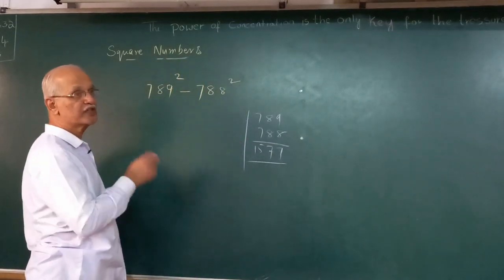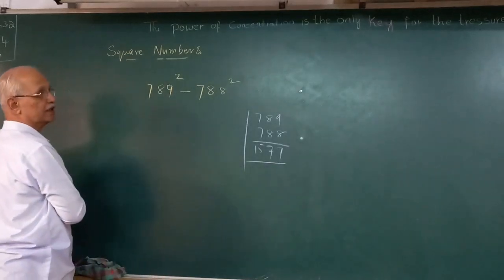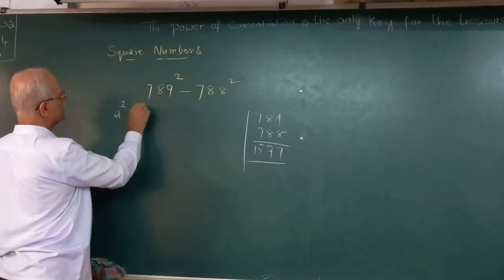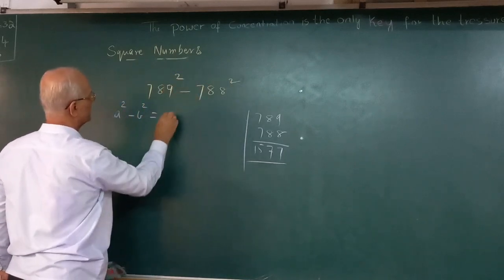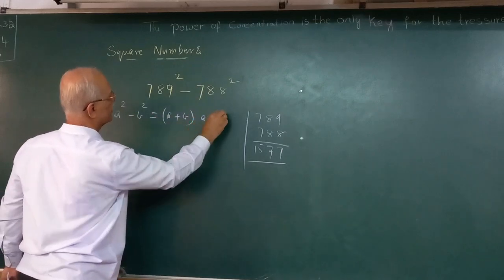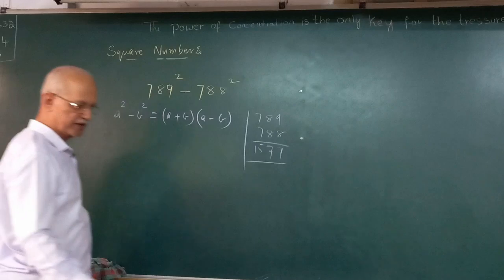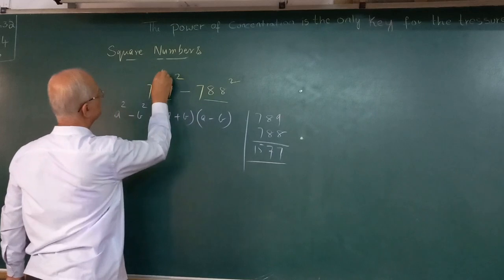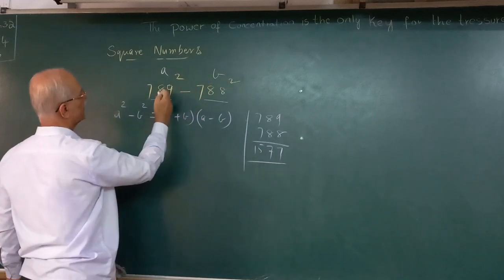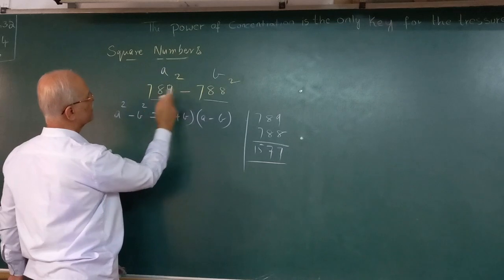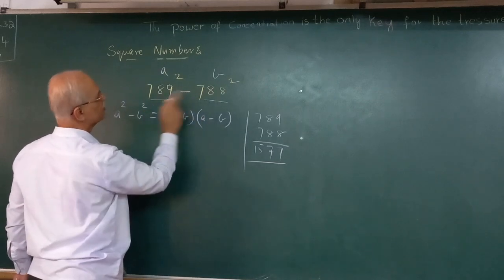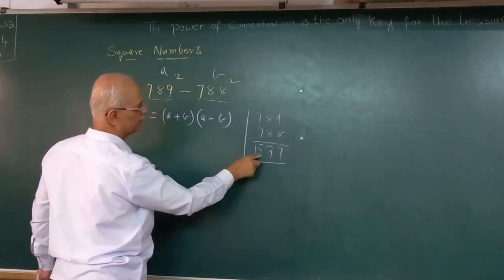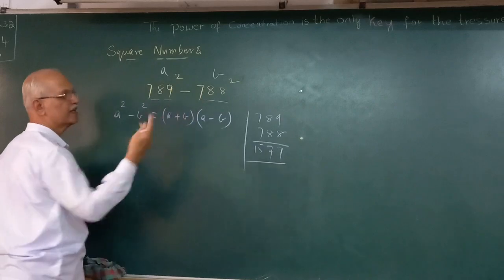If you want, you can check this. What formula did I use? I used an identity. What is that? a squared minus b squared will be equal to a plus b into a minus b. This is a and this is b. a plus b means the sum of these two. This is the difference of these two. What is the difference of these two? 1. So 1 into the sum is the same. So simply you add these two, you get the answer.